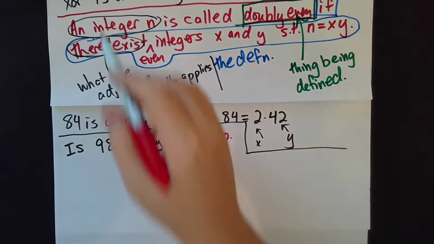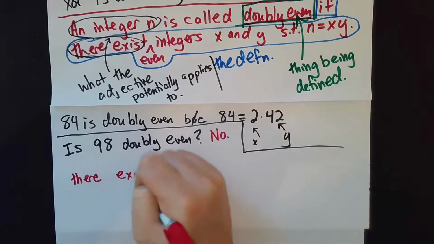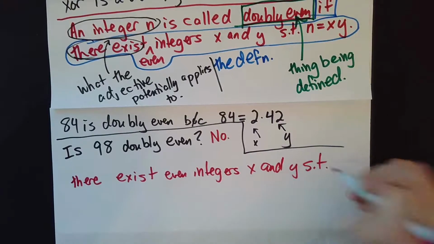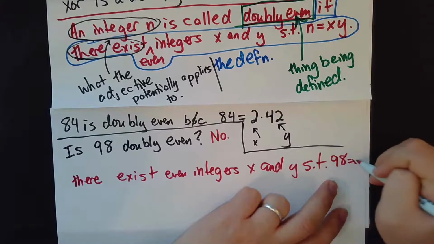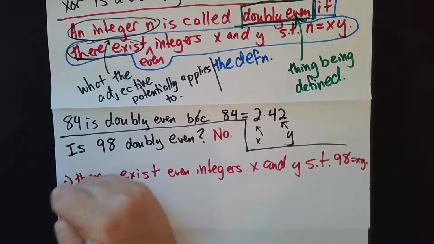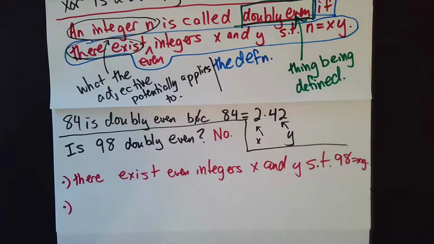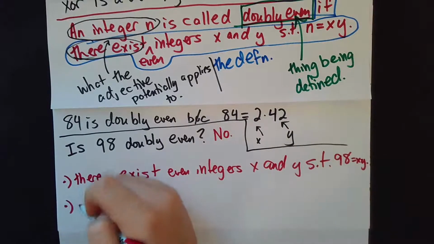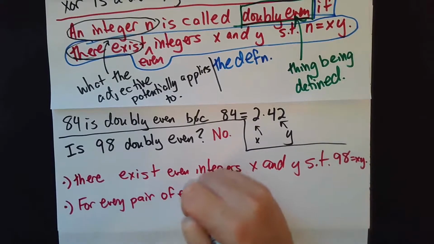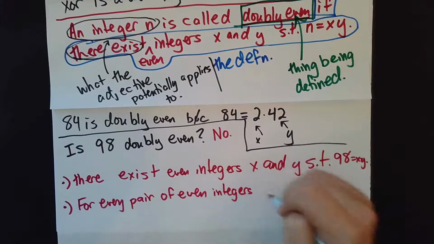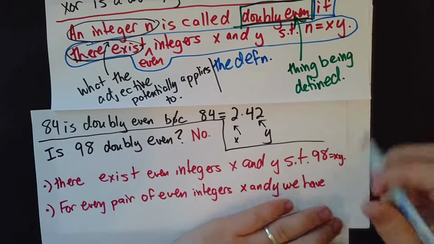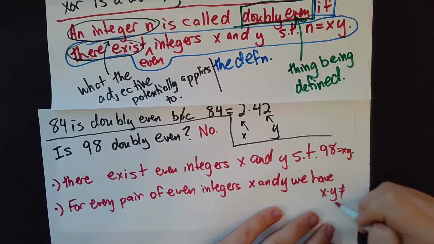And so the statement that I'm looking at here is, there exist even integers x and y such that 98 equals x times y. Okay. So I either want this to be true, or I want the negation of that statement to be true. And so what's the negation of this statement? The negation of this statement would be, for every pair of even integers x, y, we have x times y is not 98.